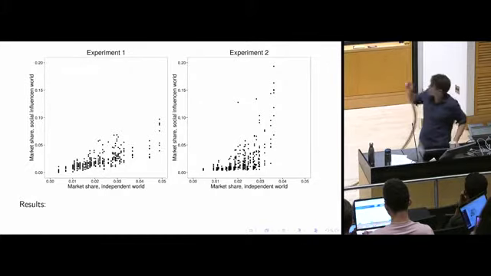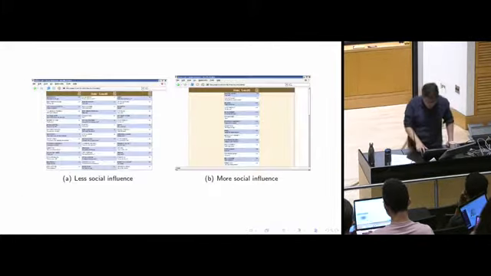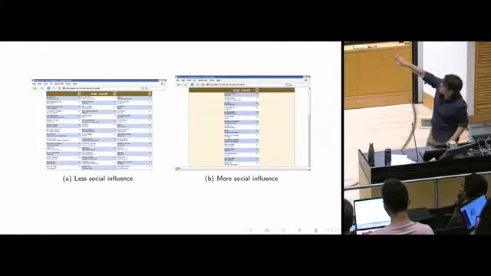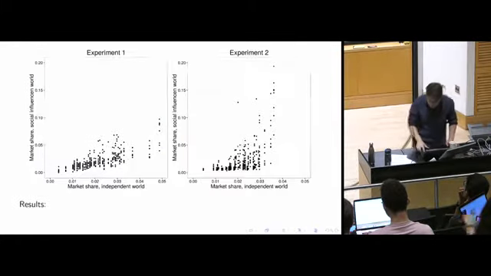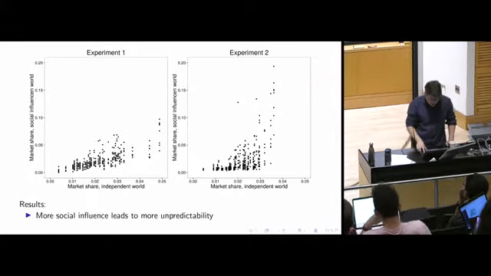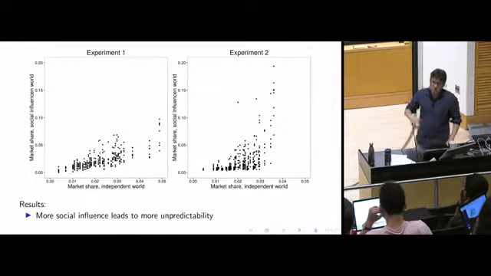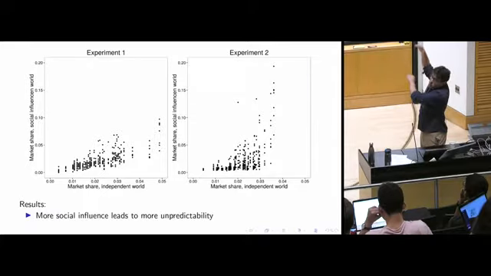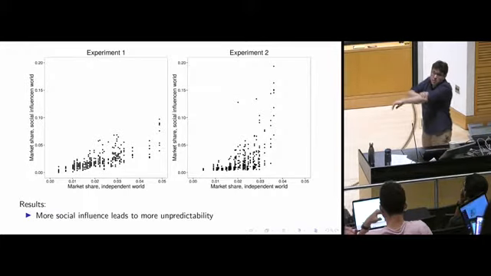The question was, what's experiment 1 and what's experiment 2? Yes. So experiment 1 is the one with less social influence, and experiment 2 is the one with more social influence. So what happens is when we increase the amount of social influence, we get more unpredictability. The range of possible outcomes for these songs increases.